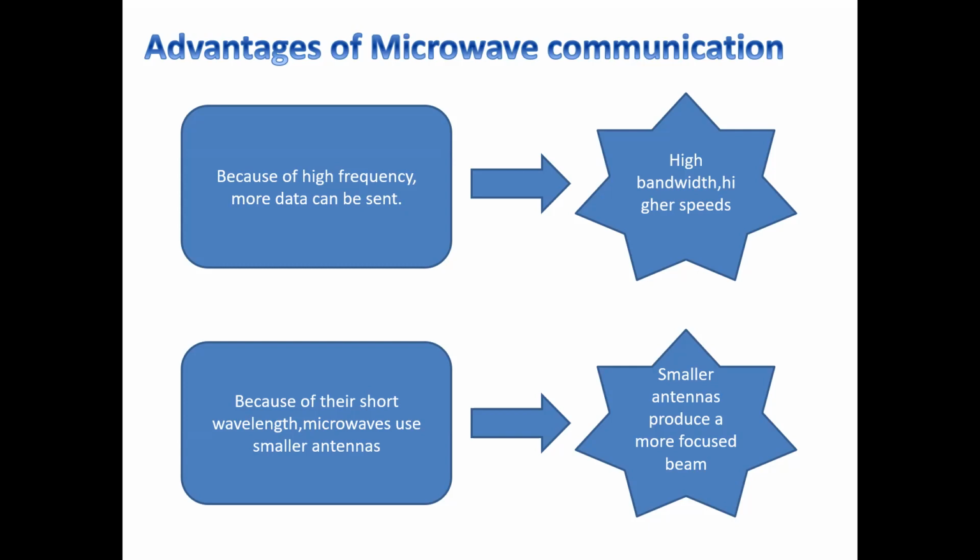So the first advantage is high frequency. Because of high frequency, more data can be sent, and it will have high bandwidth and higher speeds. Because of the short wavelength, microwaves use smaller antennas, and smaller antennas produce a more focused beam.